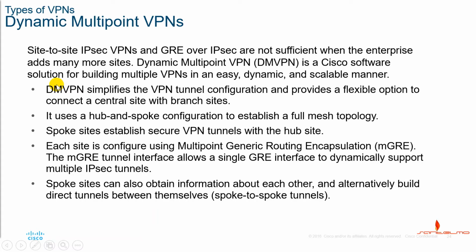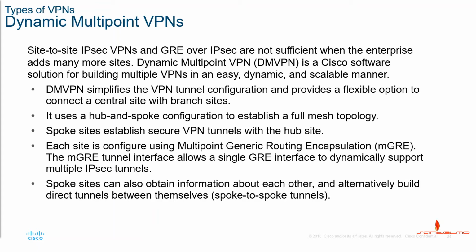Like other VPN types, DMVPN relies on IPsec to provide secure transport over public networks, such as the internet. It uses a hub and spoke configuration to establish a full mesh topology. When we say hub and spoke, we have different branches that serve as the spokes, and maybe the main site serves as the hub. Spoke sites establish secure VPN channels with a hub site.